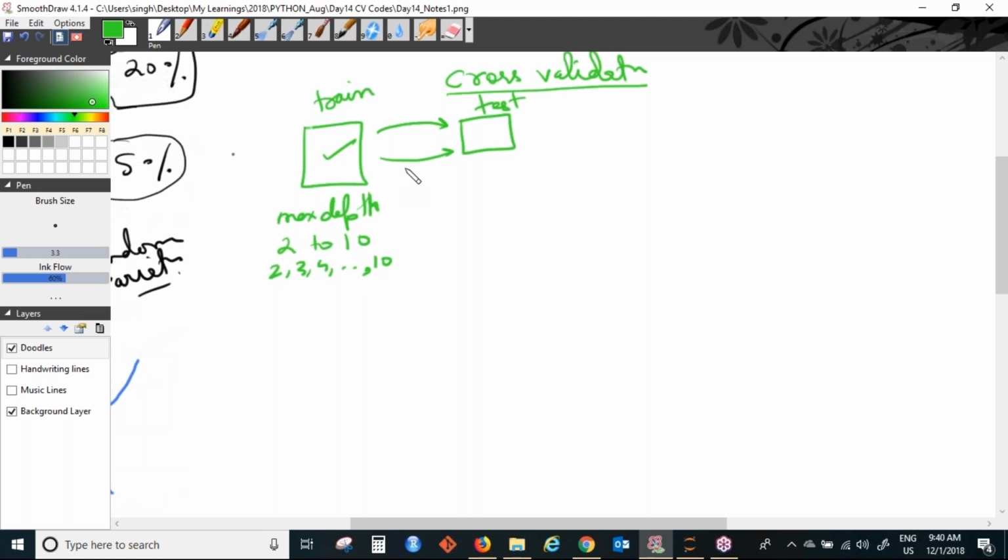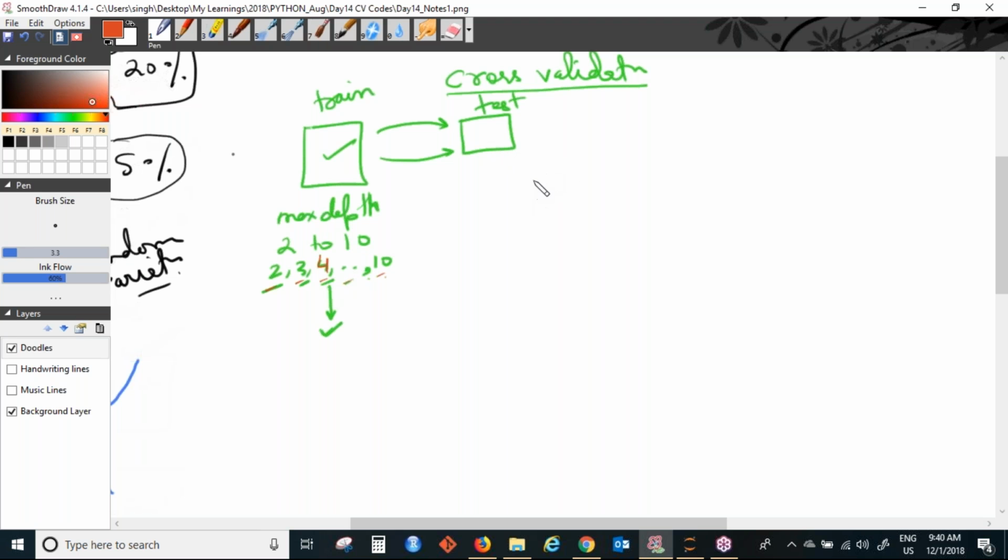Now what do you do? You check the test data accuracy for a max depth of 2. Then you check the test data accuracy for a max depth of 3, 4, and so on till 10. And let's say you find that the accuracy is best at 4. So for all these values of max depth, you find your accuracy on test data, and you found that at max depth of 4, the accuracy on test data is the best.